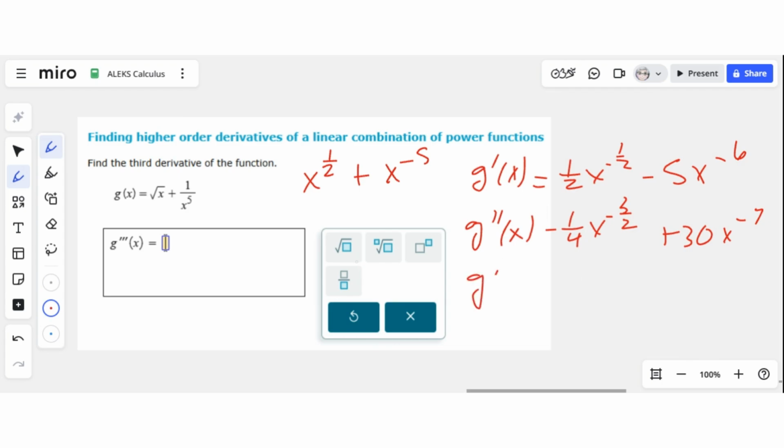And now we do it one more time to get the third derivative, g triple prime. So negative 3/2 times a negative 1/4, that's going to be a positive 3/8 x to the negative 5/2. And then we're going to have 30 times 7, so negative 210 x to the negative 8. All right, so that is some work with finding higher order derivatives.